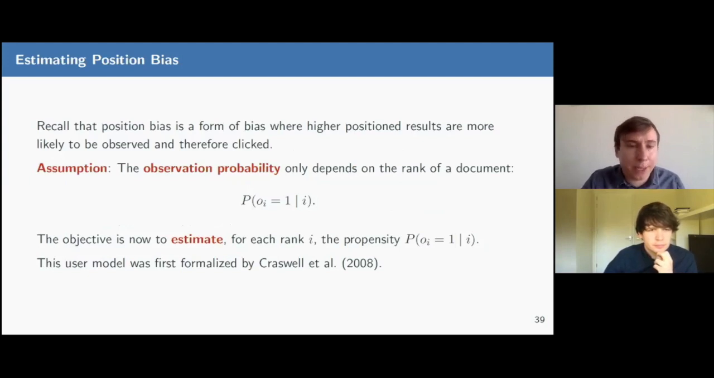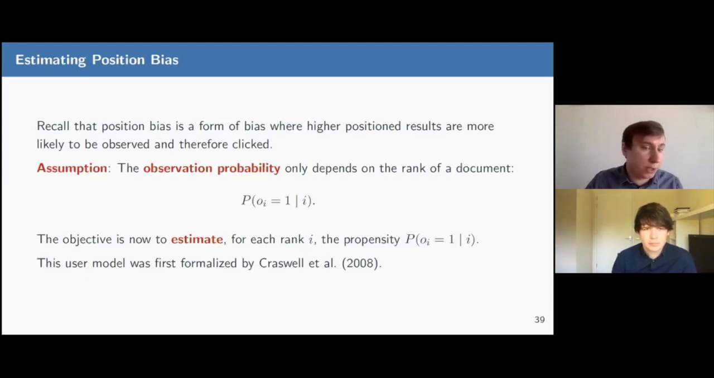The assumption that we're going to make here is that this observation probability only depends on the rank of a document. So it's only going to depend on whether we've put this document at the top versus, say, at the bottom. This might not be as reasonable of an assumption. It's probably one of the most important factors, arguably, on whether a document gets observed, its position in the ranked list. But there could be other factors that influence this. But for simplicity, we're just going to assume that it only depends on that rank.